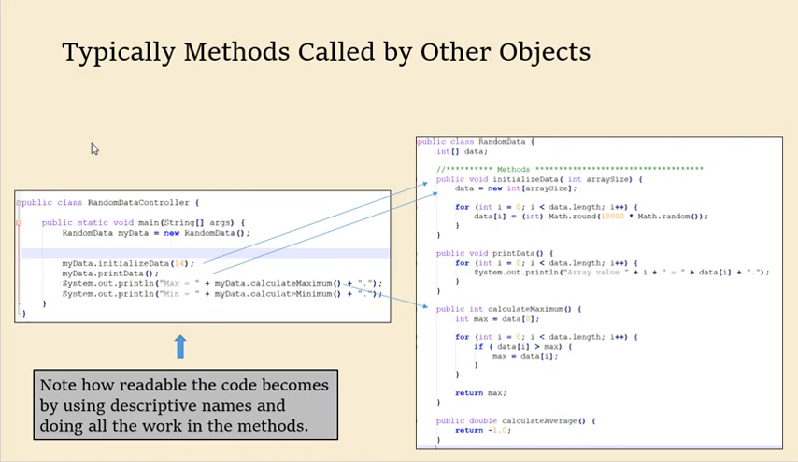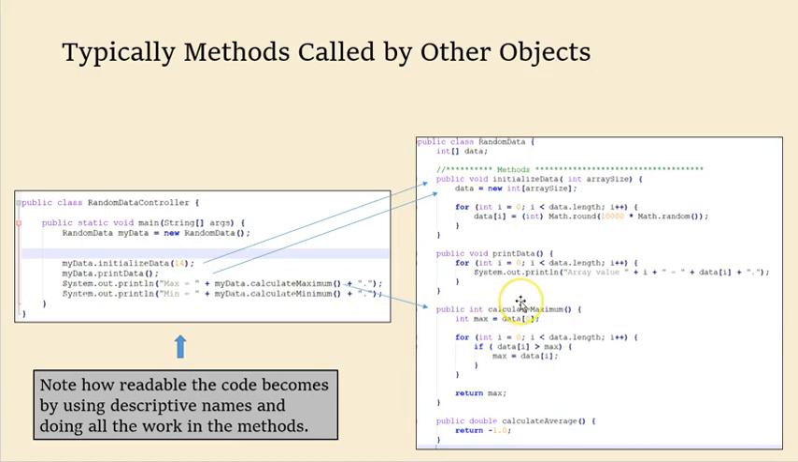Now, why do you have these methods? Well, usually methods are called by other objects. So, for example, we're going to work with random data. And on the right, I've got my random data class. It has an attribute, which is a list of integers, what I'm calling data, and then I have some methods. I initialize the data in one method. That's right here, public void initialize data. Tell me how much data you want, right? How many integers do you want? Public void print data. It just spits it back out.